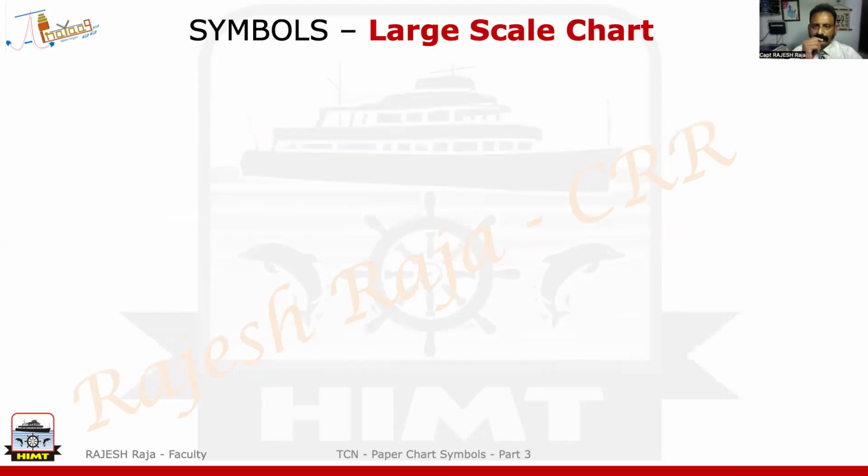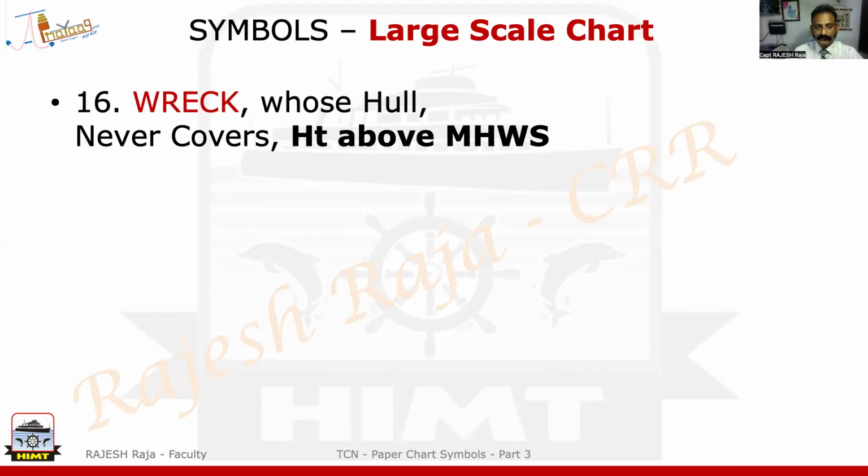Now, I'll show you some wreck symbols which are purely on a large scale chart. Why? Because when you have a large scale chart, you can find exactly how much is the boundary of that wreck also. So that is why the symbol is not a generic one. It becomes a little bit more specific one with the dimensions of the vessel also. You will find this on a large scale or a plan chart.